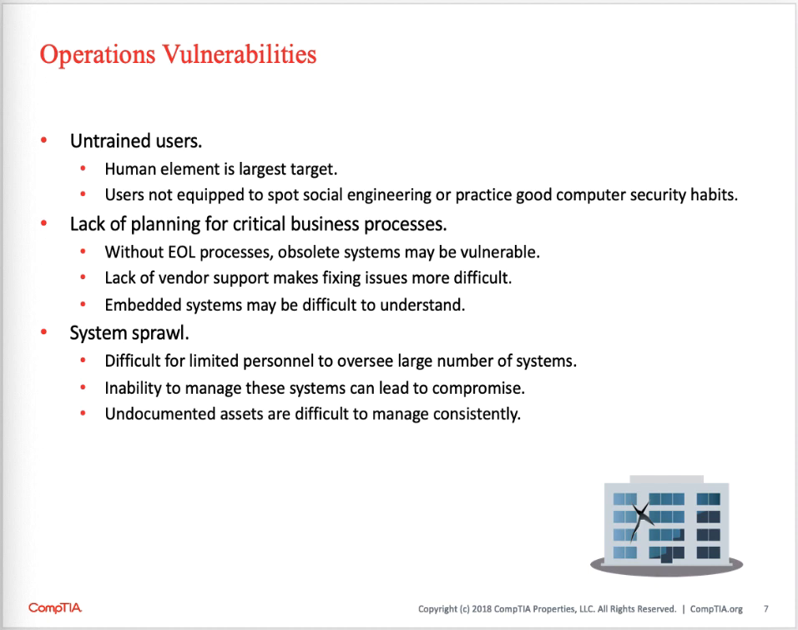And then we have something called system sprawl. When it comes to system sprawl, we could leave our system open to vulnerabilities because it's difficult for people to manage very large systems, right? And so, if we're unable to manage these systems, we can leave our organization vulnerable to compromise. Without a specific process in place to ensure that all of our systems and assets are documented, it's going to be hard to address our security challenges, right? Because if we have undocumented assets, they can just walk away, right?